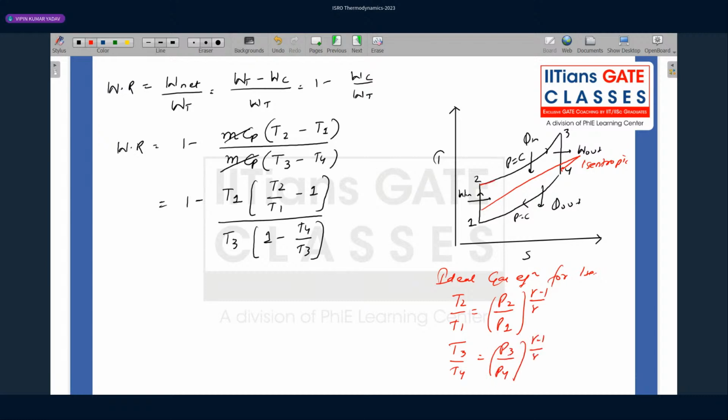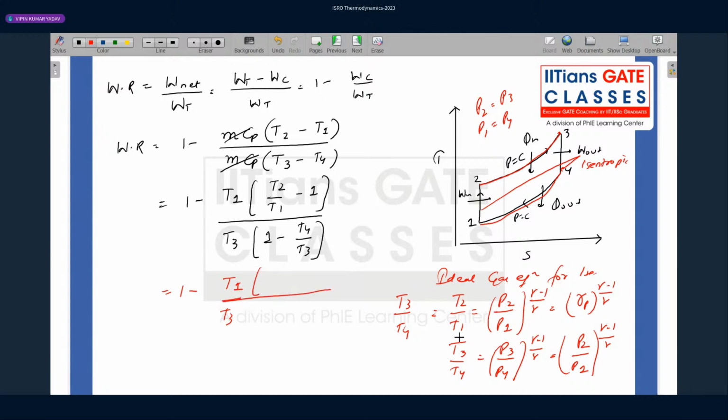Now you see this 2 to 3 is a constant pressure process. That means P2 is equal to P3. Similarly, 4 to 1 is a constant pressure process. That means P1 is equal to P4. So I can also replace this as (P2 by P1) to the power (gamma minus 1) by gamma. So basically they are all same. You see T3 by T4 and this is called pressure ratio Rp to the power (gamma minus 1) by gamma. Okay. So now let me replace this. It is equal to 1 minus T1 by T3.